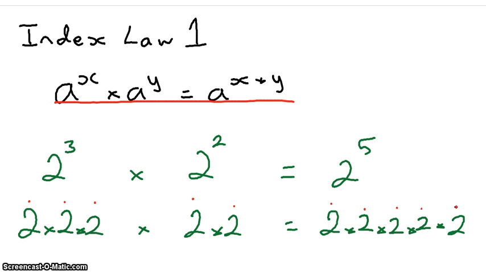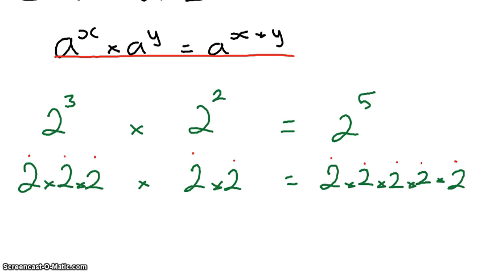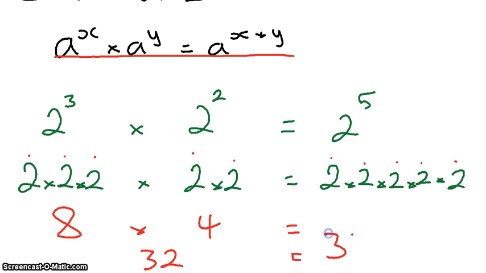Now, just for extra confirmation, let's have a look at that. 2 times 2 times 2 is 8. 2 times 2 is 4. We've still got the multiplying in there. Now, that would give you 32. Let's have a look over here. 2 times 2 is 4, times 2 is 8, times 2 is 16, times 2 is 32. So yes, it does work. Hooray! The index law is real. So that's how it works.